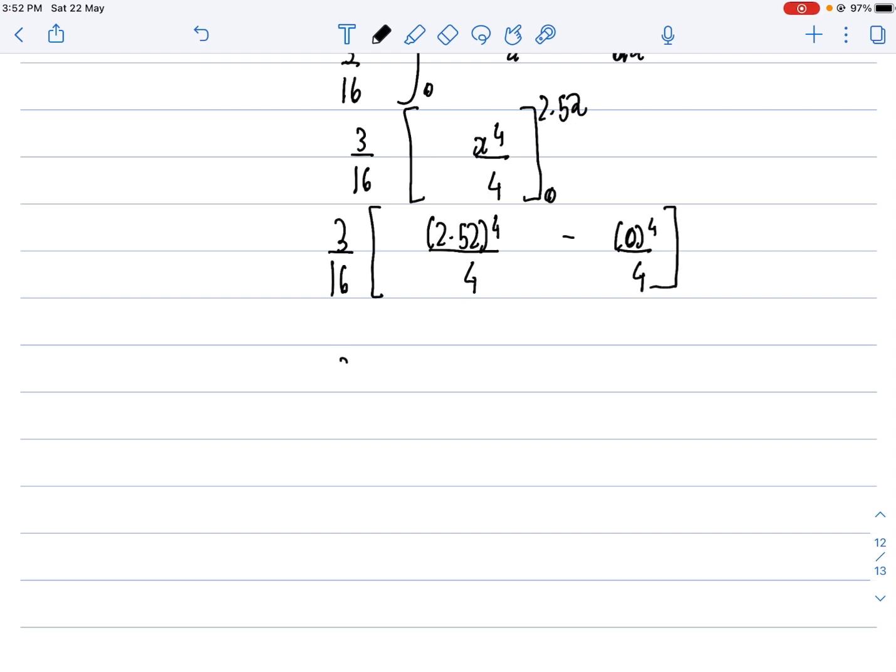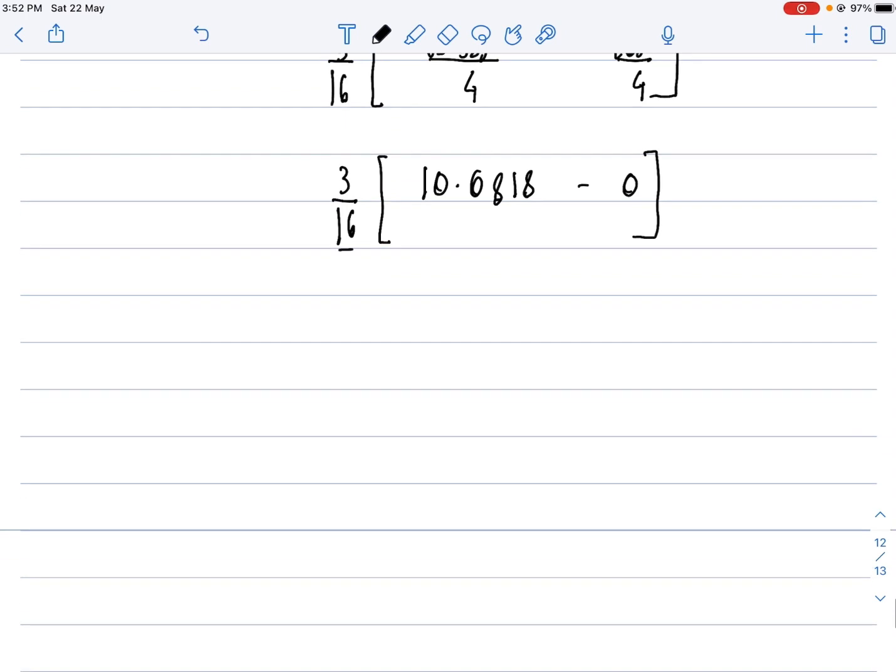So now I can write this as 3 over 16. I can simply calculate this on the calculator: 2.52 the whole raised to 4 over 4 gives you 10.0818, minus 0. Now I can simply multiply this, so I get my answer as 1.89, which is the E of x and the final answer.